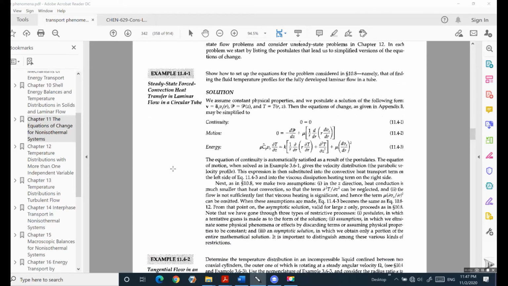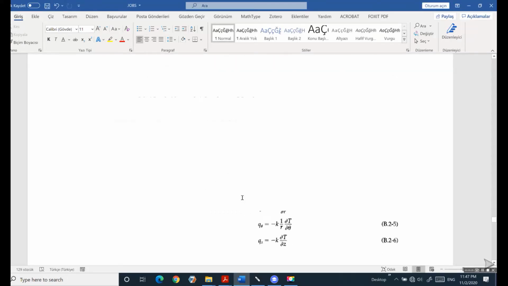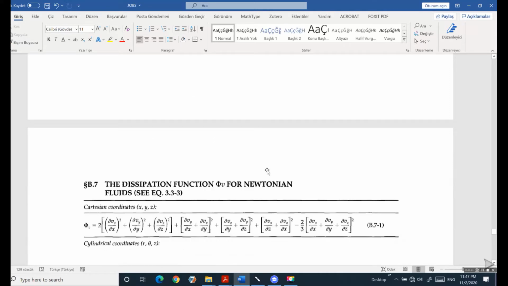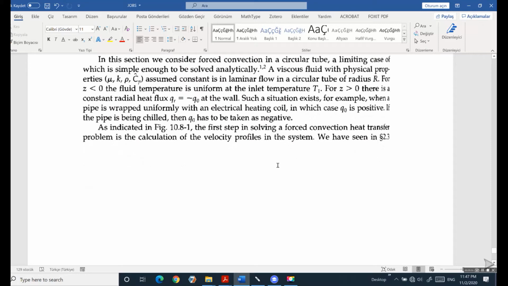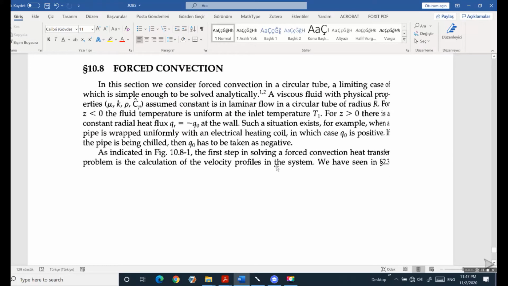Okay, now let us go to this example 11.41. Here it is talking again about steady state forced convection heat transfer in laminar flow in a circular tube. We have seen this before actually, in the momentum transport. It was one of the examples if you remember. Okay, let's go to the problem statement.